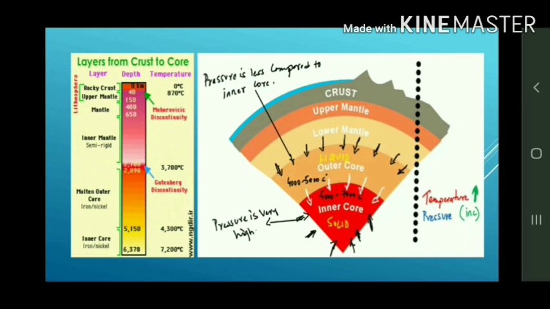Okay, as you can see in our image is the representation of how the inner core and outer core vary in temperature. The inner core has a temperature of about 5,000 to 7,000 degrees Celsius, while the outer core has 4,000 to 5,000 degrees Celsius. So the pressure is very high in the inner core, and that is the principle of pressure freezing. It remains a solid at a very high temperature.